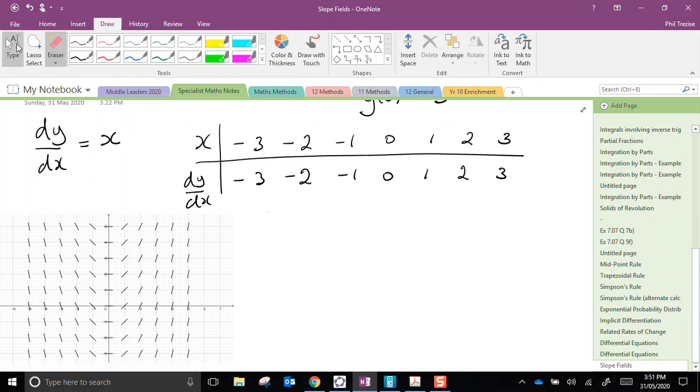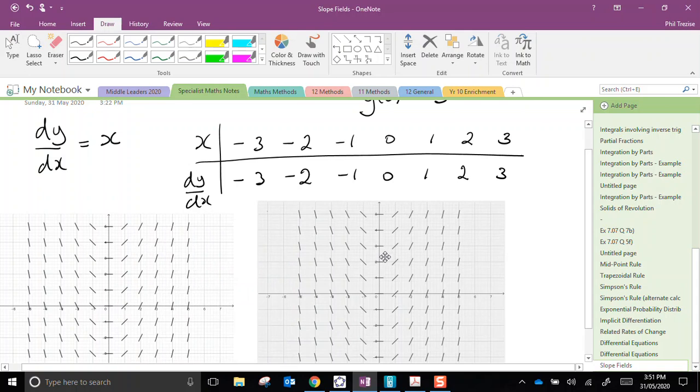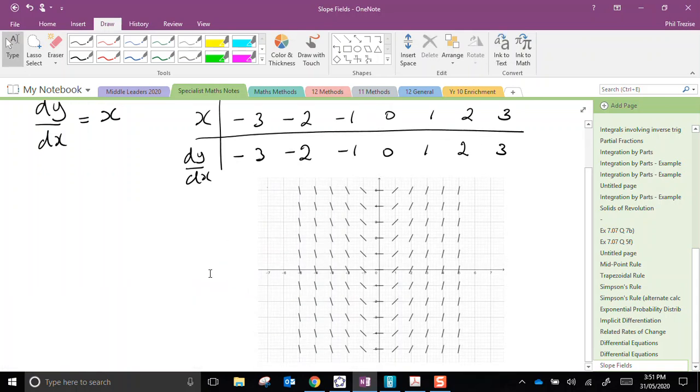So let's just move this one a little bit. Let's take a look at this slope field. As we can see, everywhere where x equals 0, these little short lines representing the gradient would be 0. Now this doesn't represent a single function. Because a differential equation has a whole family of different solutions, all the possible solutions are represented in this diagram. Now let's have a go at solving the equation.